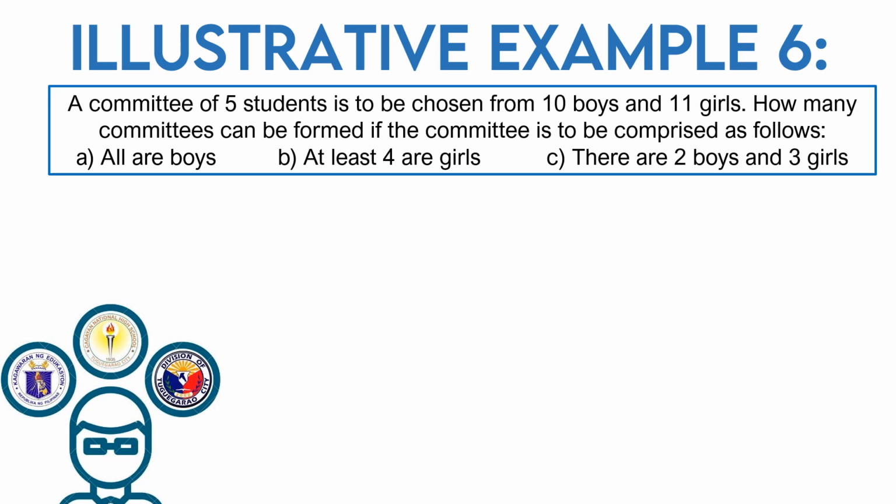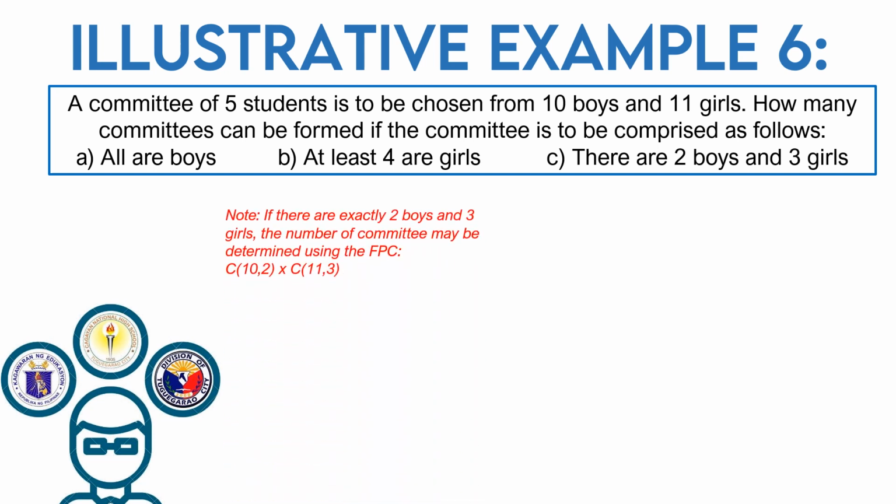Now let's try problem letter C. There are 2 boys and 3 girls. So it's very definite that there must be 2 boys and 3 girls. Now, where do we get the 2 boys from? We get it from a list of 10. And where do we get the 3 girls from? We get it from the list of 11 girls.